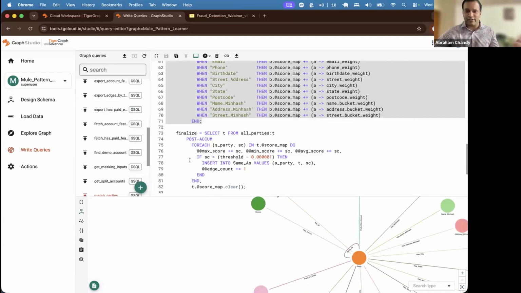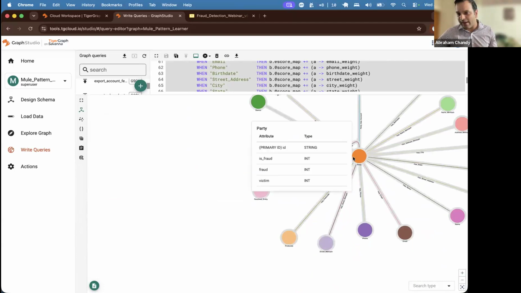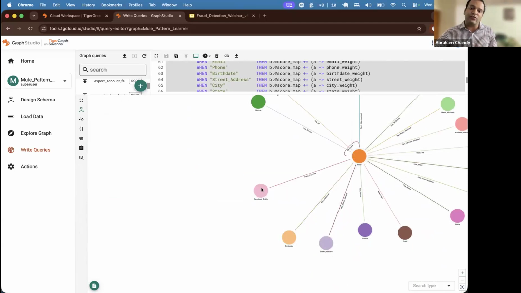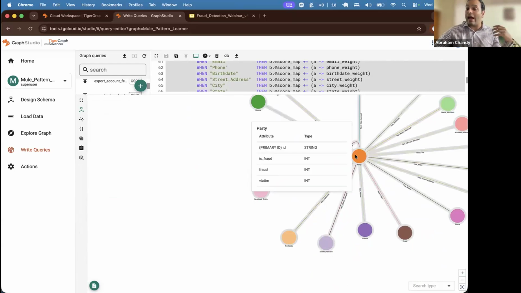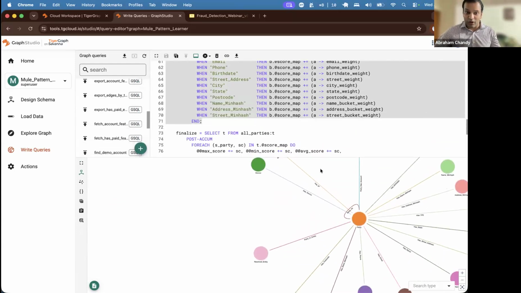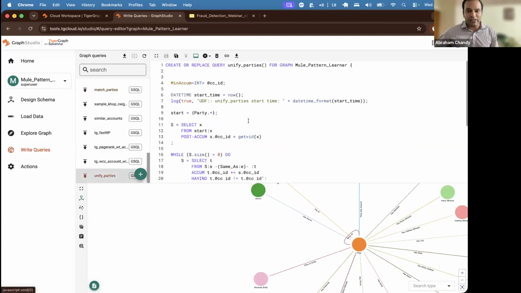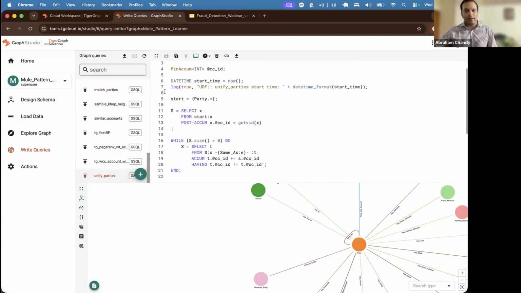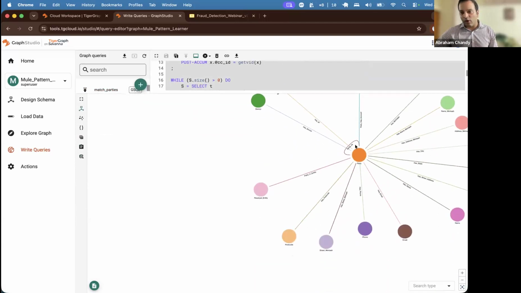The second step of your entity resolution is to unify and take everything from the same as edge and pass it into the entity resolution. So the entity resolution vertex will now be a proxy of the party vertex, but deduplicated. So you'll have resolved them already. That is the unify parties query here, and that's exactly what it's doing. It looks at all the people in the same as edge and passes them on to your entity resolution.